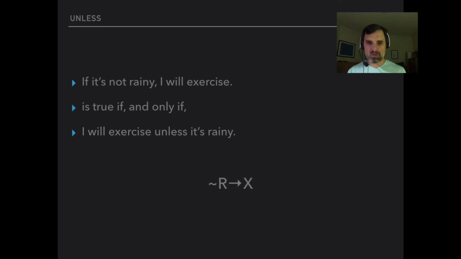There are other ways to do this, because there are other ways to formulate this conditional in the symbolic language. But this is a good one. If it's not rainy, then I will exercise. So you take the part that the unless is attached to, you negate it, you put it in the antecedent, and then you put the other part in the consequent.